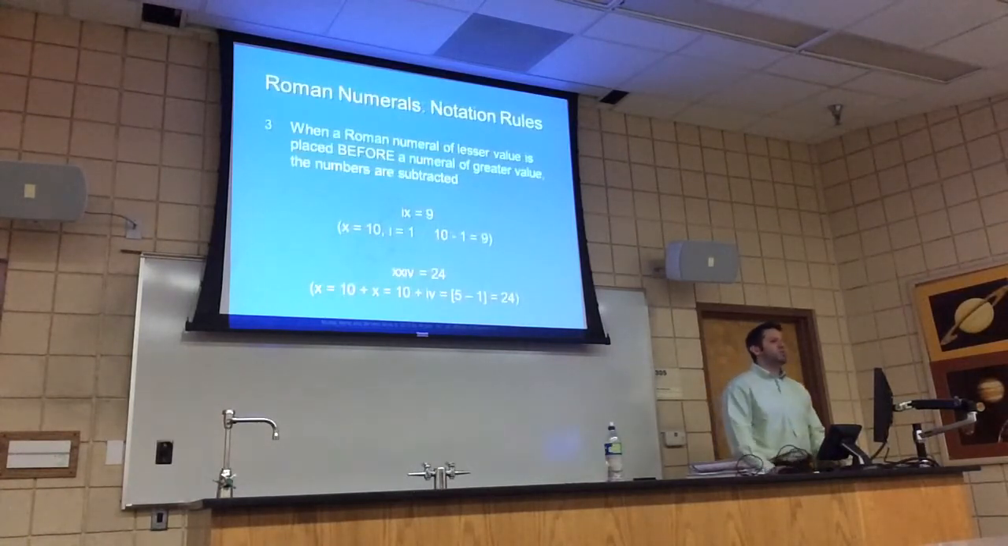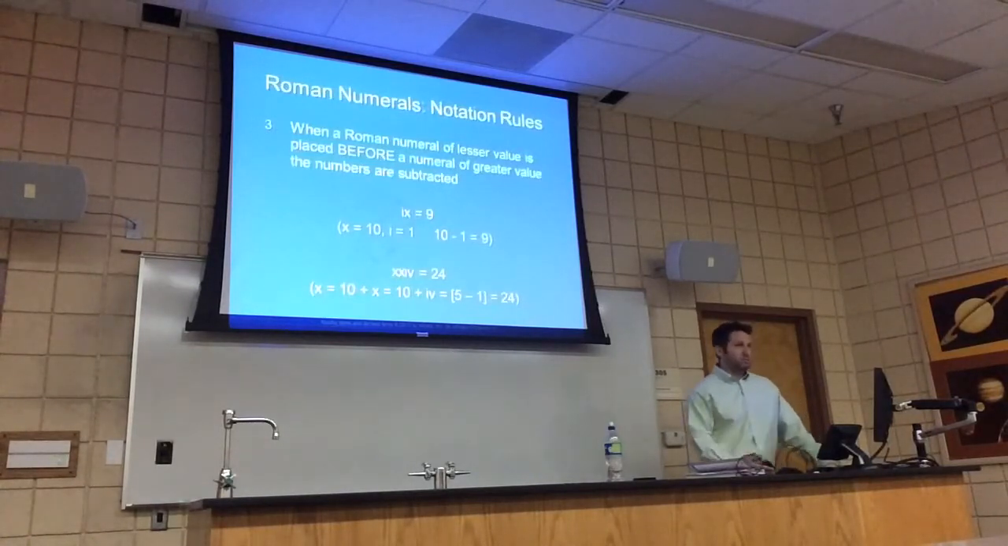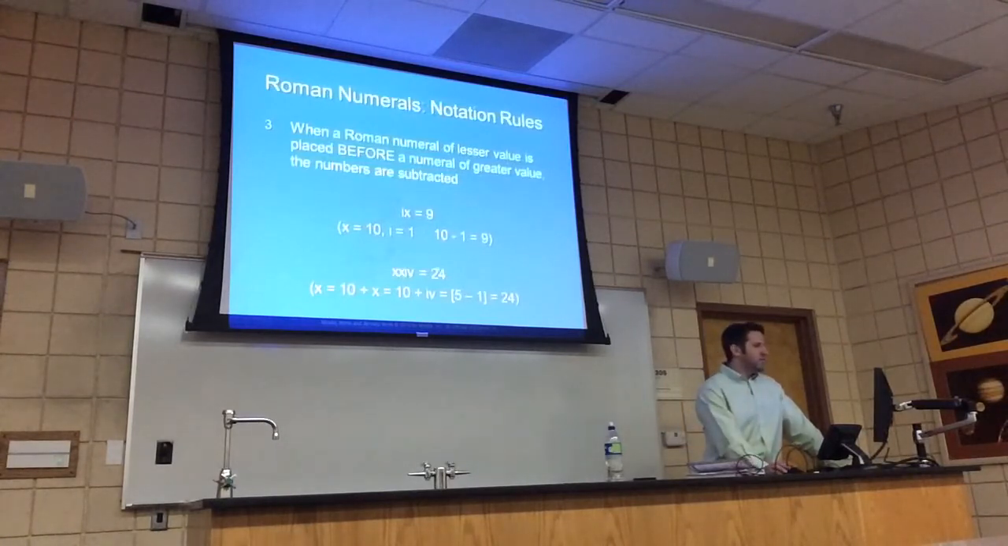Now, if you have a Roman numeral of lesser value that is placed before one of greater value, then you subtract from it. Okay, so the example up there, we have IX. So I is equal to 1, right? X is equal to 10. So if you have I, which is 1, before 10, lesser value, you subtract 1 from 10. So 10 minus 1 is equal to 9.